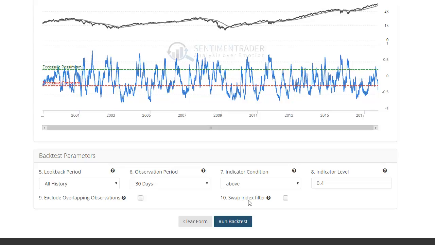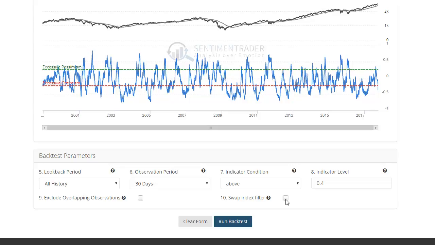Swap index filter means that instead of testing for conditions when the S&P is above its 200-day moving average, if you select this box, it'll test for conditions when the S&P is below its 200-day moving average. So it'll let you test conditions when a market is in a bear market, for example, which can be extremely useful because markets behave differently whether in a bull or bear mode.